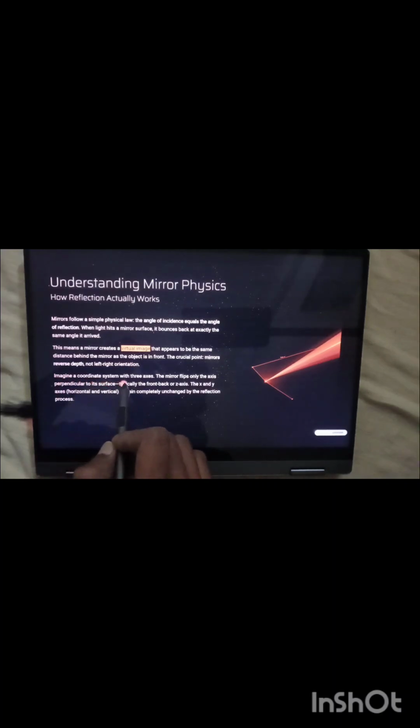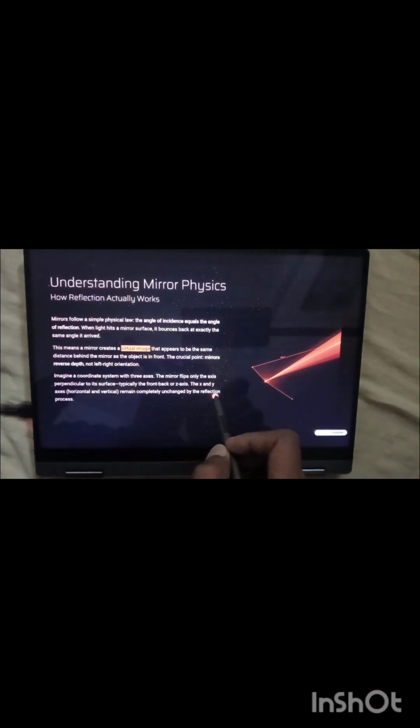Imagine a coordinate system with three axes. The mirror flips only the axis perpendicular to its surface, typically the front-back, or z axis. The x and y axes, horizontal and vertical, remain completely unchanged by the reflection process.